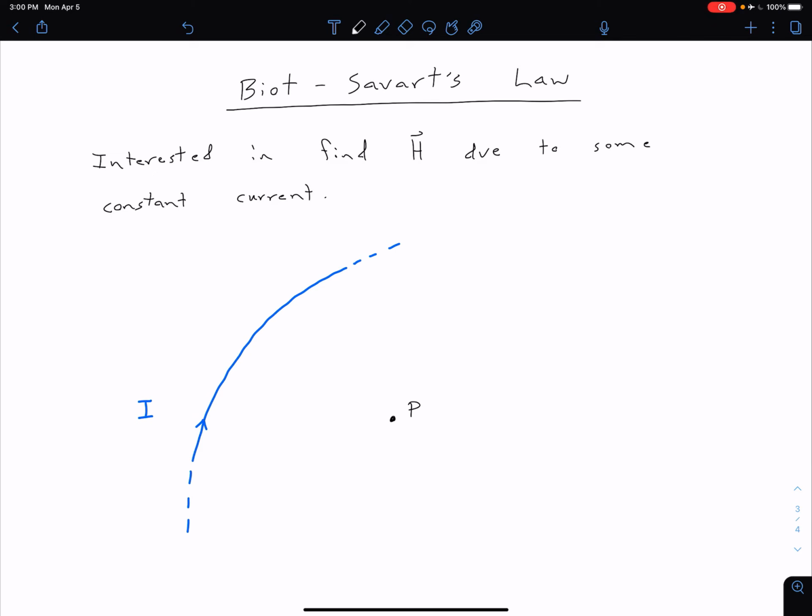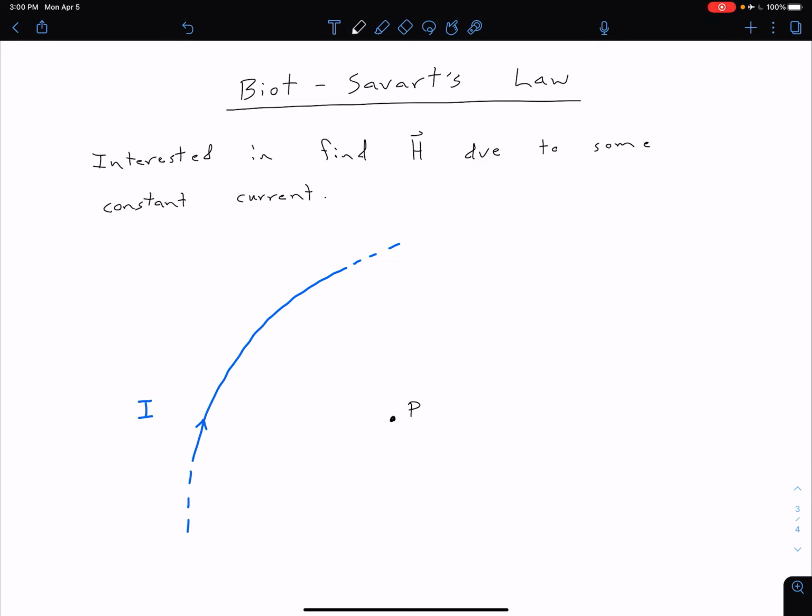We're going to start by looking at Biot-Savart's law. Recall, as I stated at the end of the previous video, this is going to be more similar to Coulomb's law for our static charges. Ultimately, what we're interested in finding here is our magnetic field intensity H due to some constant current.